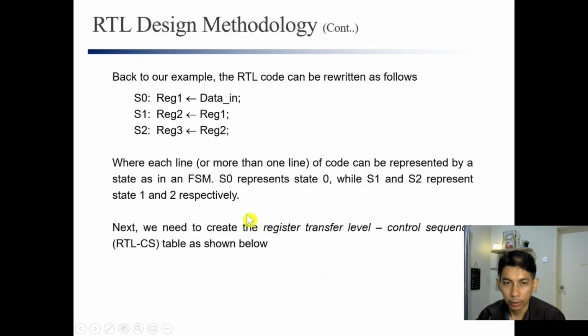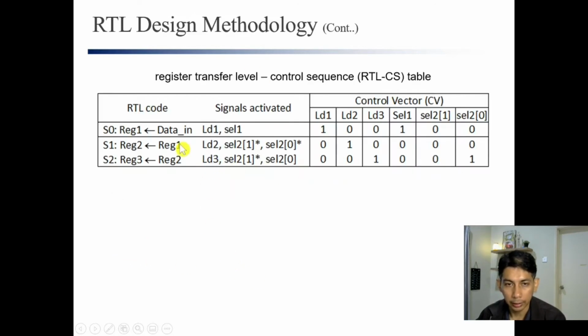So to do that, we will create a table, what we call the register transfer level RTL control sequence table, or in short, named as RTLCS table, like this. So the RTL code, we have this code, and we list all the activated signals in order to do this operation.